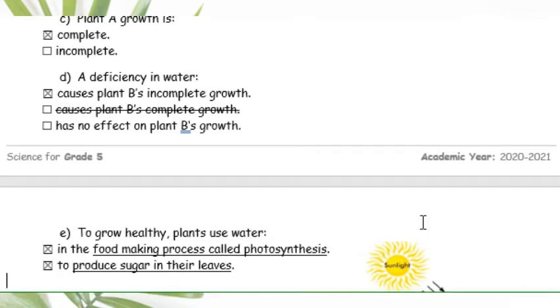Okay? Through photosynthesis, plants use water, carbon dioxide, and sunlight energy. They put all of these components or ingredients together and produce sugar in the leaves. Do not forget that the leaves are the kitchens of the plants.